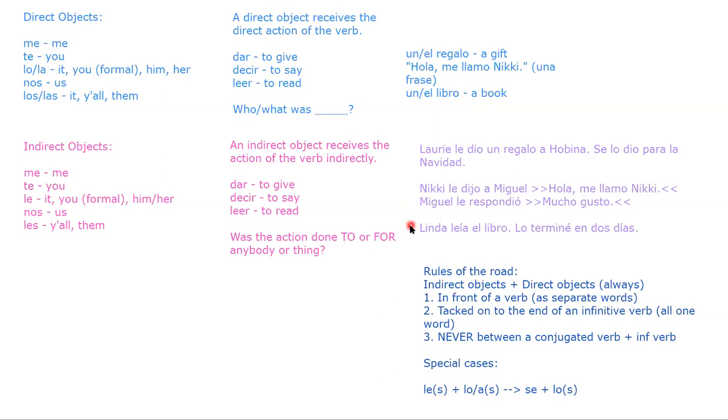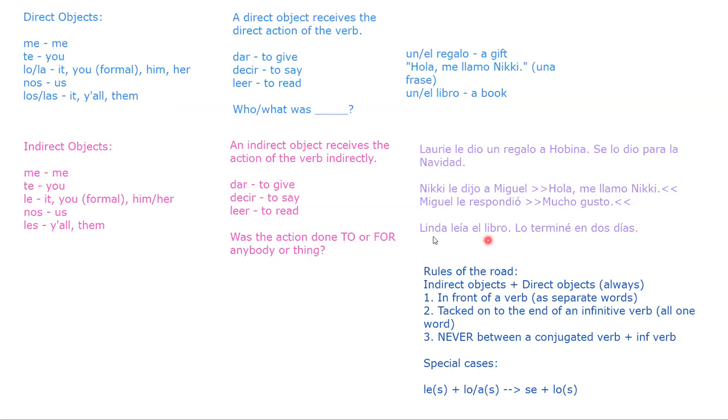All right. Moving on to our third example, we had the book is what was being read. And we said most often we're not reading a book to or for anybody else. So here's an example where we're not reading to or for anybody else. Linda leía el libro. Linda read the book. Great. Lo terminé en 2 días. She finished it in 2 days.